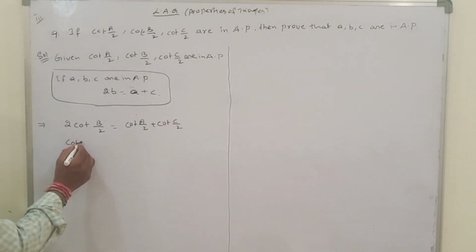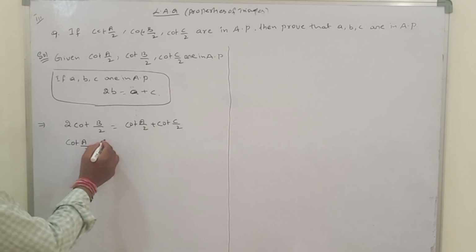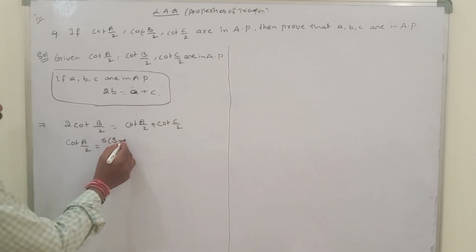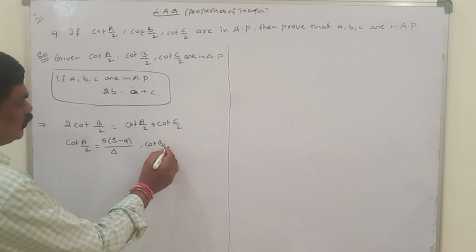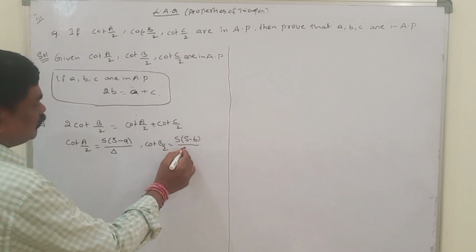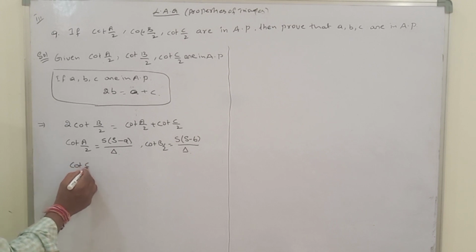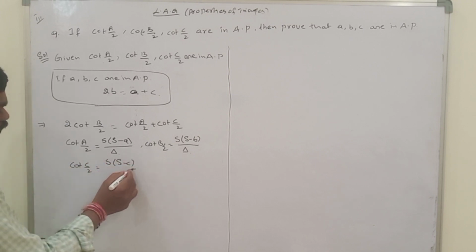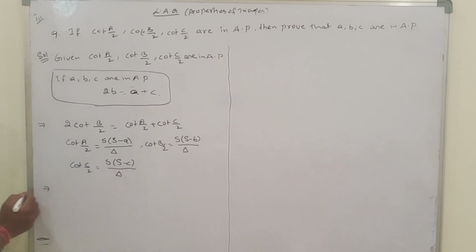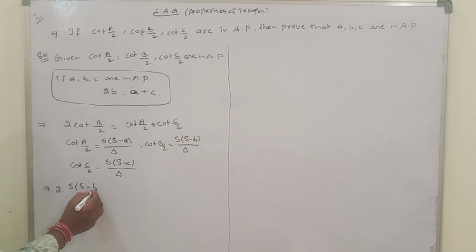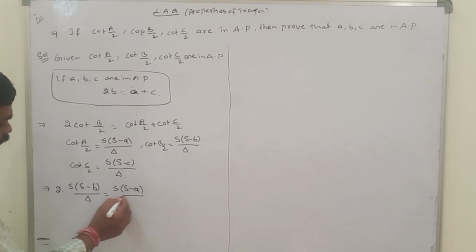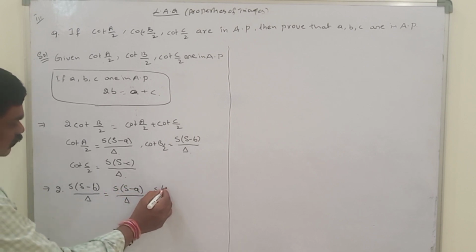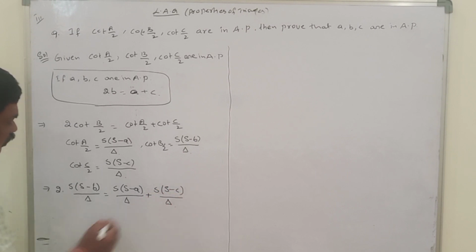So what is cot A by 2? Cot A by 2 is equal to S into S minus a by delta. Cot B by 2 is equal to S into S minus b by delta, and cot C by 2 is equal to S into S minus c by delta. Then we substitute here: 2 into S into S minus b by delta is equal to S into S minus a by delta plus S into S minus c by delta.